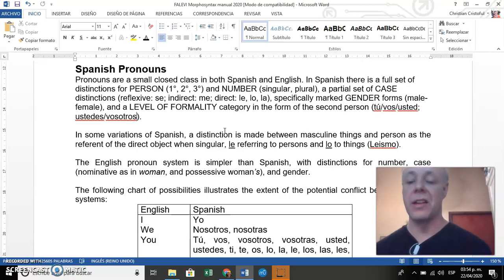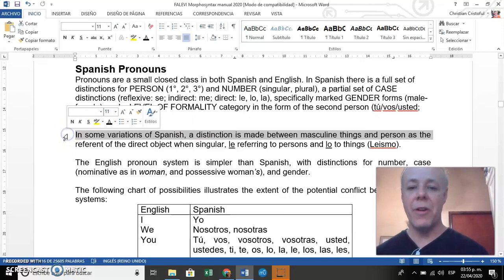Notice that Spanish words carry a lot of information. Why? Because Spanish is a fusional language, a fusional type of language, while English is an analytic language. So they belong to two different categories, two different families as well. Spanish comes from Latin, Romance language, versus English, which comes from Germanic. So very different, one from the other.